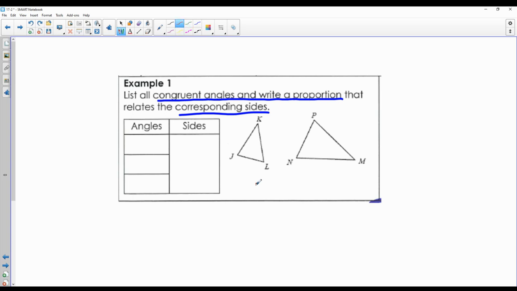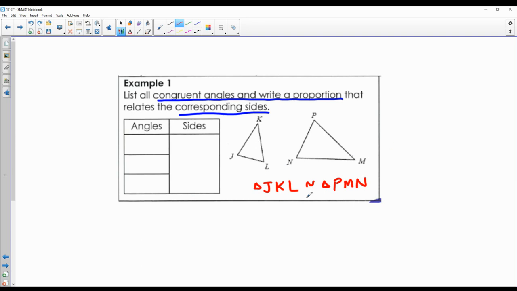You should have something like this. It should say triangle JKL is similar to triangle PMN. Okay, so it will always give you a statement right there. So we're just going to pretend that your teacher remembered and it was written right there.